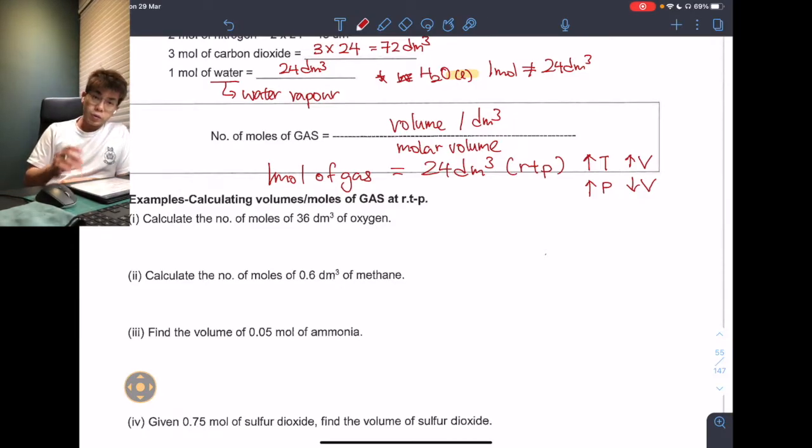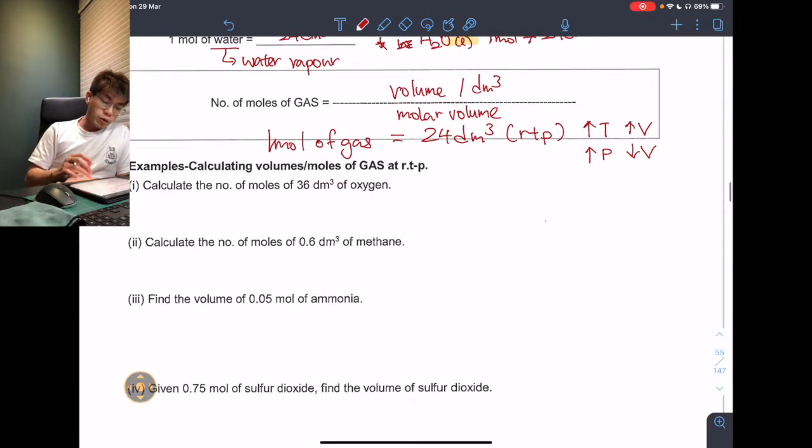So let's look at the first question. Calculate the volume and mole of gas at room temperature and pressure. Now when it's all gas, we don't need to care about molar mass. We need to check whether it's going to be molar mass or molar volume. Now all these are gases, so straight away molar volume.